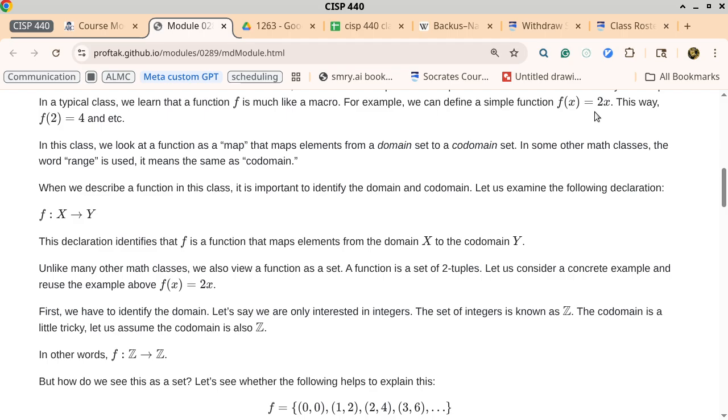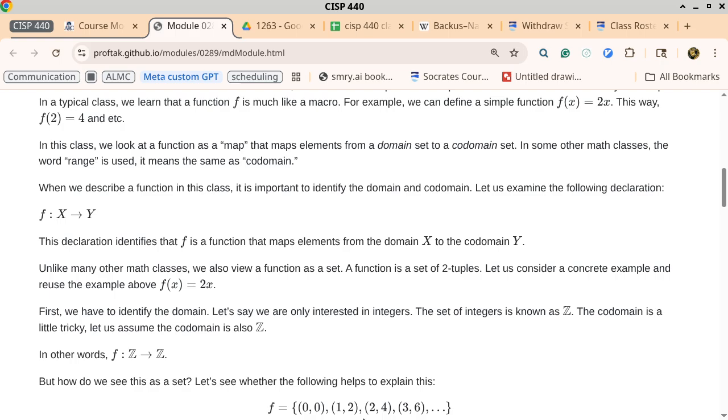That's the mathematical definition. But in this class, we look at a function as a set of two tuples. Each two tuple maps a particular element from the domain to an element of the codomain. Let me just pause and see if that sentence is understood. Let me say that one more time. I usually cannot remember exactly what I said, so I can only approximate. So in this class, a function is seen as a set of two tuples.